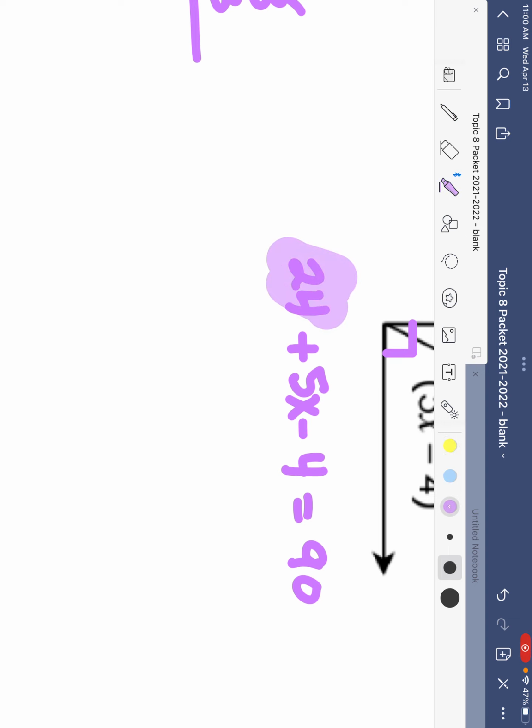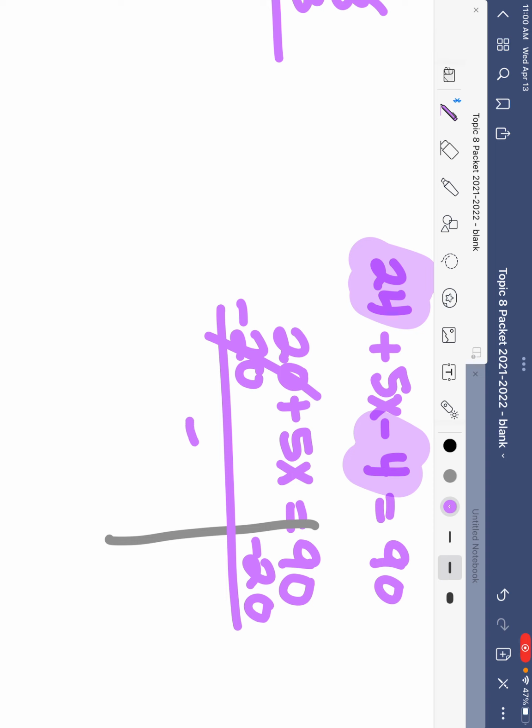What kind of 20 is that? Well, it's a positive 20, so to undo it, I'm going to subtract 20 on both sides. So my 20s cancel out, and I can bring down 5x, and 5x is equal to 90 minus 20, which is 70. Now, to get that x by itself, I'm going to divide by 5 on both sides. So my 5's cancel out, x is by itself, 70 divided by 5 is 14. So x equals 14.